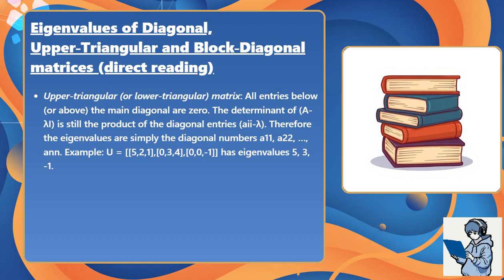For an upper triangular or lower triangular matrix, all entries below or above the main diagonal are 0. The determinant of A minus lambda I is still the product of the diagonal entries ai minus lambda. Therefore, the eigenvalues are simply the diagonal numbers a11, a22, up to ann.